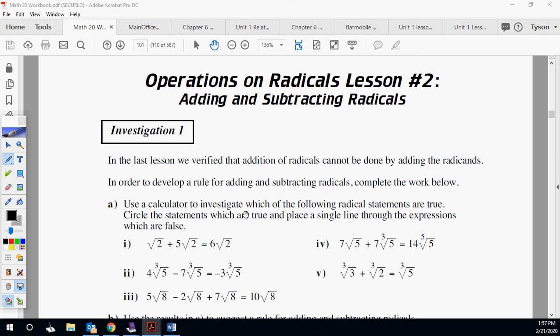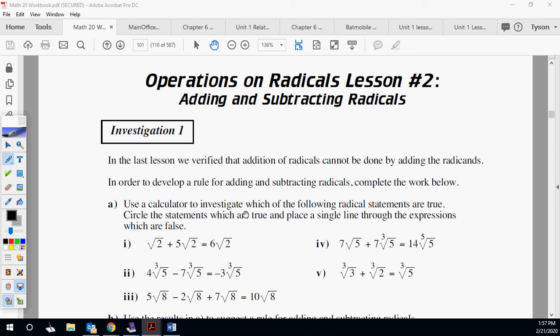Section 1, Chapter 2, Lesson 2, adding and subtracting radicals. The biggest thing I could tell you for adding and subtracting radicals is to think about like terms. You can add 5x plus 3x to get 8x, but 5x plus 3y you can't, because they're different values, right?